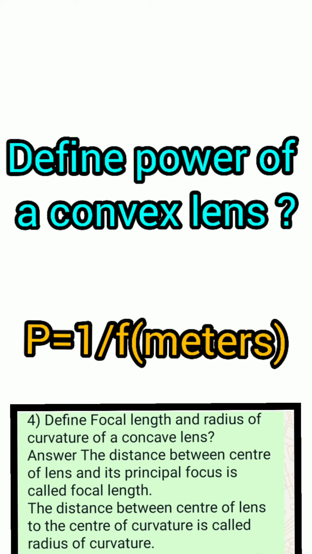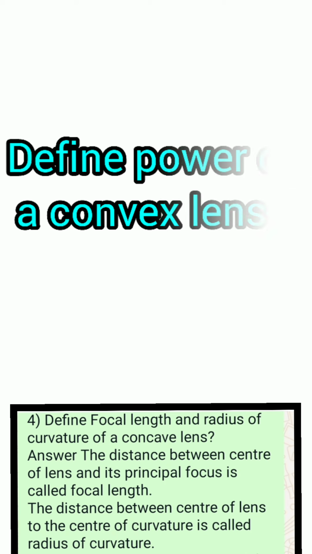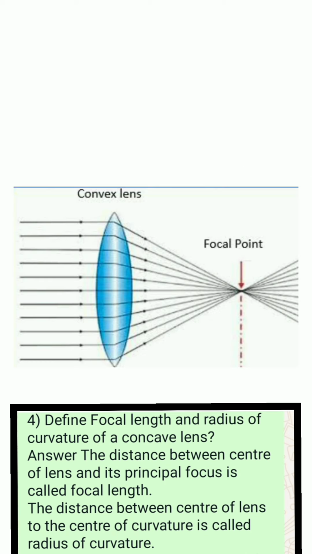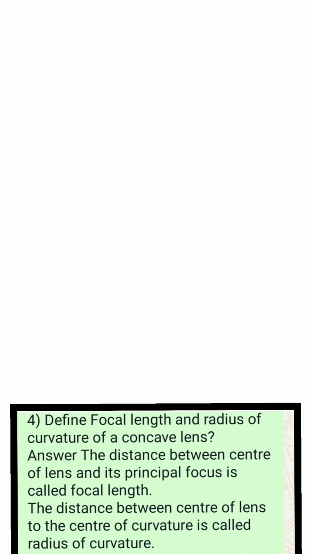4. Define focal length and radius of curvature of a concave lens. Answer. The distance between center of lens and its principal focus is called focal length. The distance between center of lens to the center of curvature is called radius of curvature.